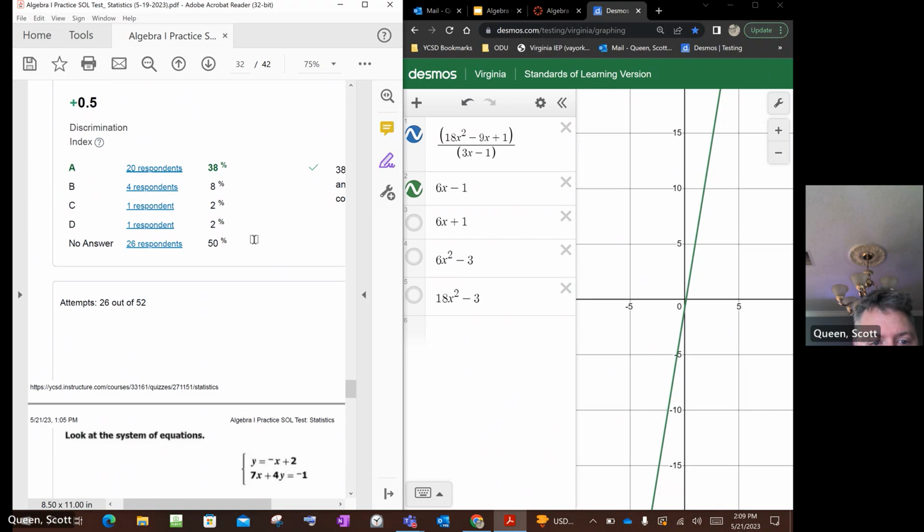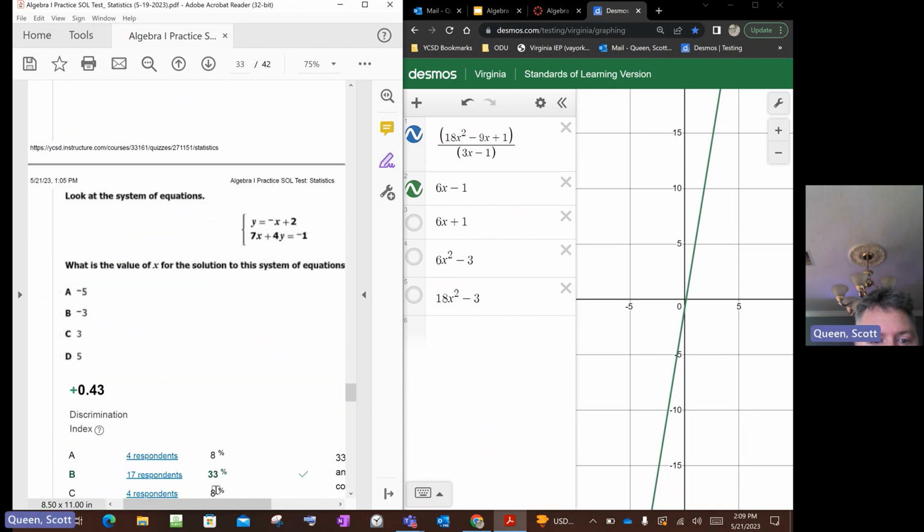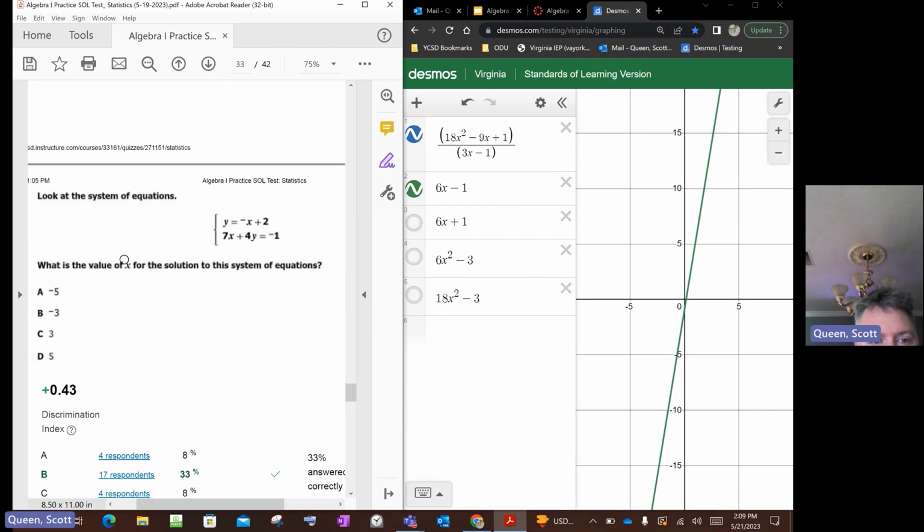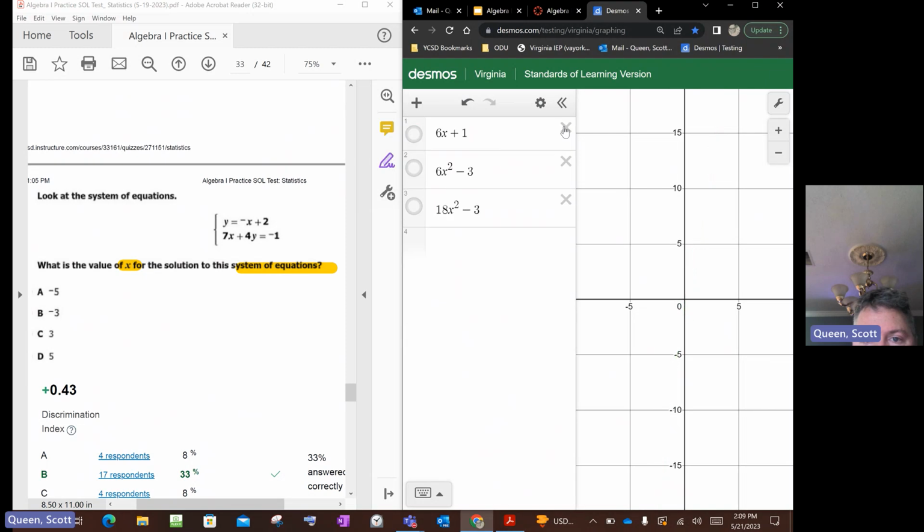Moving on. Look at this system. Okay. As soon as I saw the word system, I know I'm graphing two things. I also see they're only looking for the x value. Some people get this backwards. I don't know why, but this x comes before y. All right, so y equals negative x plus 2. This first part.